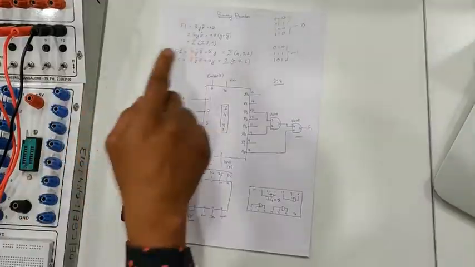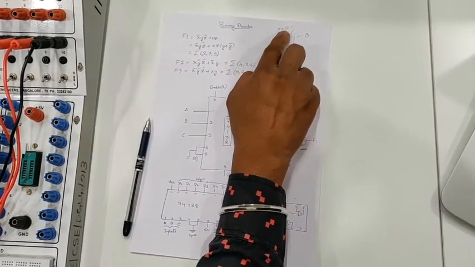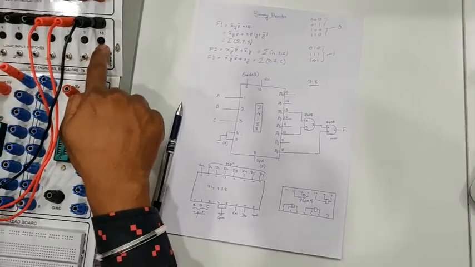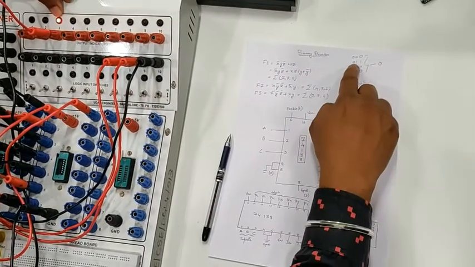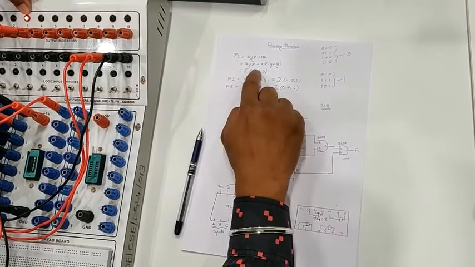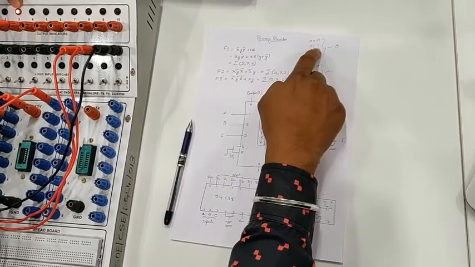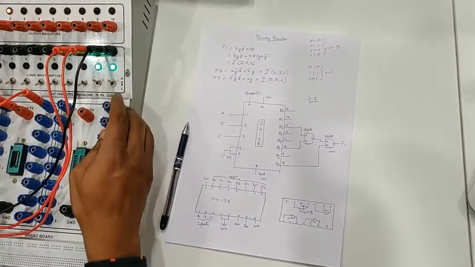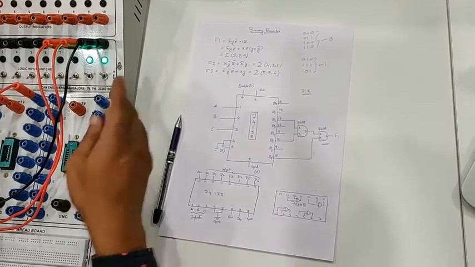Now actually for 0, 0, 0 you should get 0. But for 0, 0, 0 we are getting 1, the opposite. Let me check another one. This is for 0, 1, 1. For 3, the term is not there, so for that we should get 0. But for this also I am getting 1.